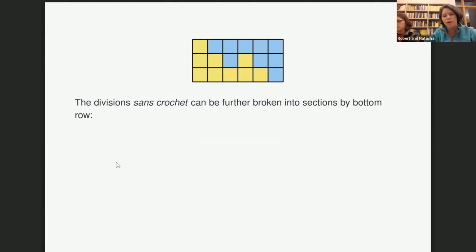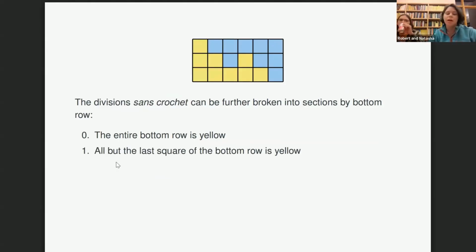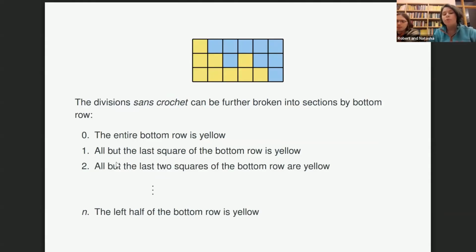You can either have the entire bottom row be yellow, or you can have all but 1 square of the bottom row be yellow, or all but 2 squares, all but 3 squares, etc. We'll stop at n, because once you ask for less than the left half of the bottom row to be yellow, you might as well switch the yellow and the blue and flip it over the y-axis, and you'll get the same thing. So these are the characterizations that he broke it into, and then we'll look at one particular one.